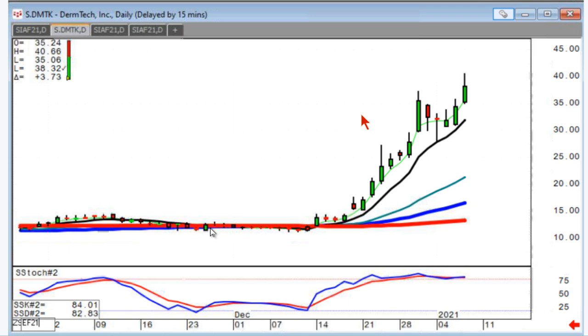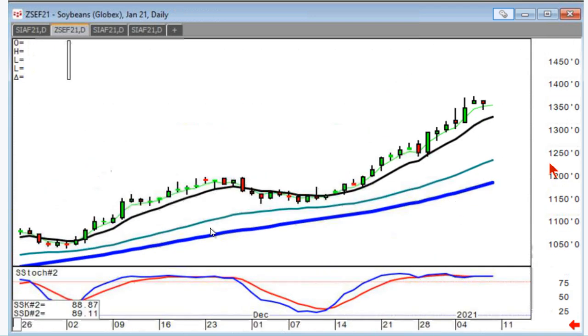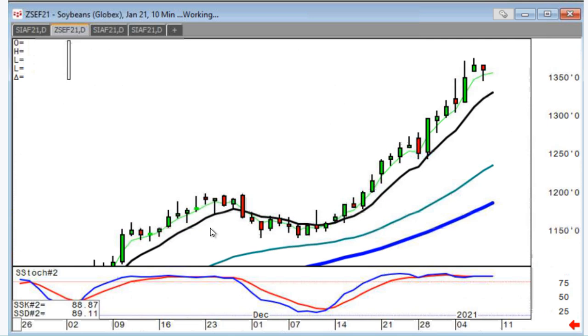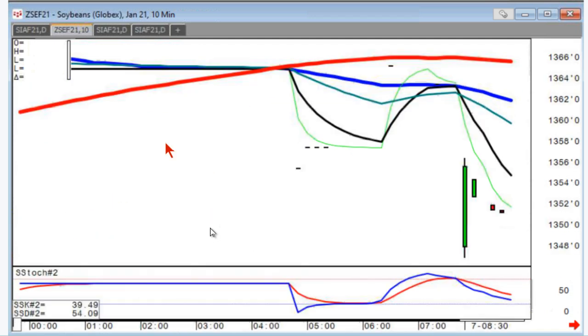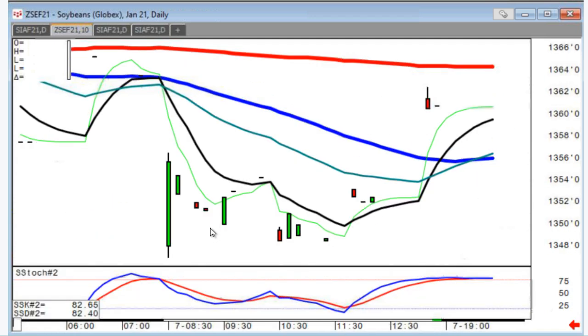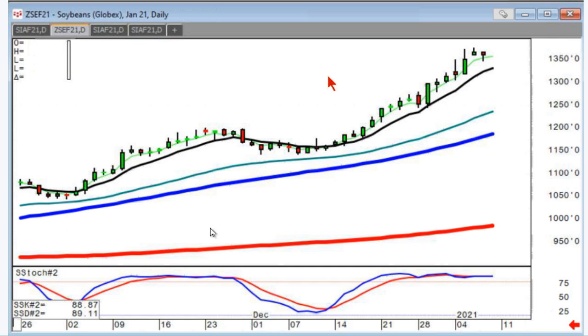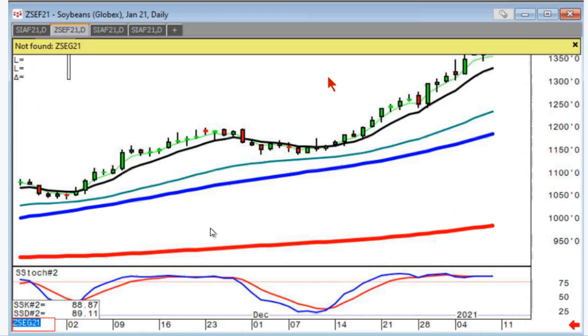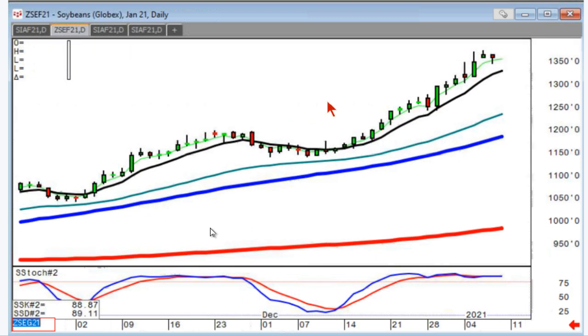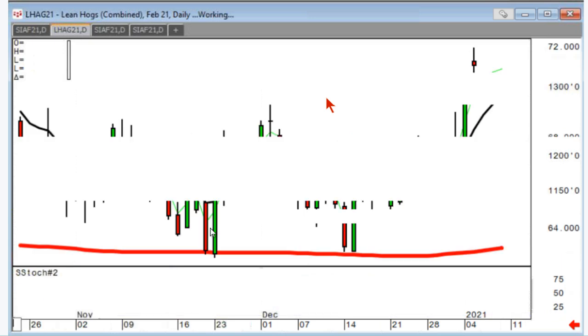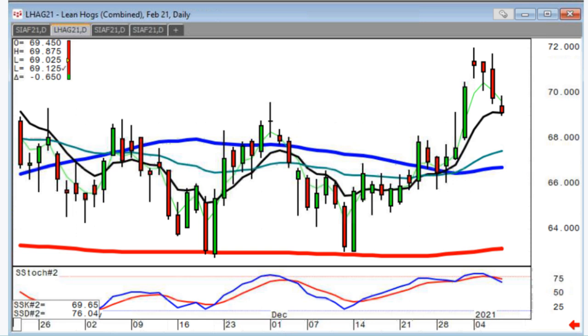If I'm trading during the day, this might not be a big day, but that must be after hours. No, it must be on the wrong. Maybe they've already gone to the next. Let's see. Let's try this one. Lean hogs.